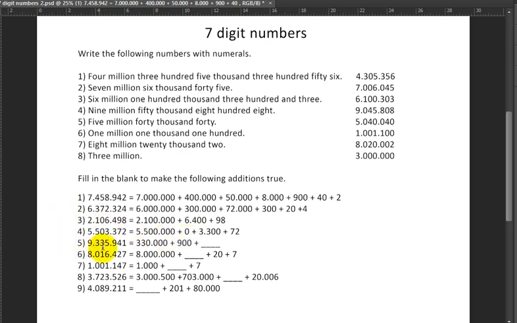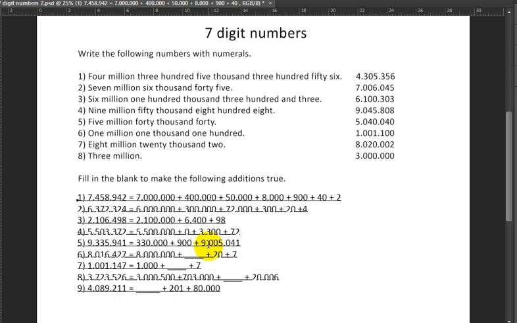Next up, we want to make 9,335,941, and we already have 330,900. So we're missing the millions, we're missing the thousands, and we're missing the tens and the ones. So this number needs to be 9 million. We have the hundreds of thousands and the tens of thousands. Then we need the thousands, so 5,000. And then we don't need hundreds. We already have the hundreds, but we do need the tens and the ones.